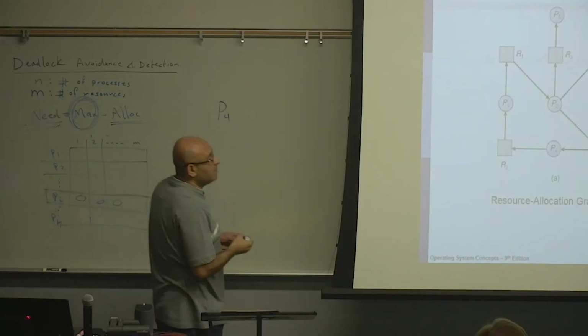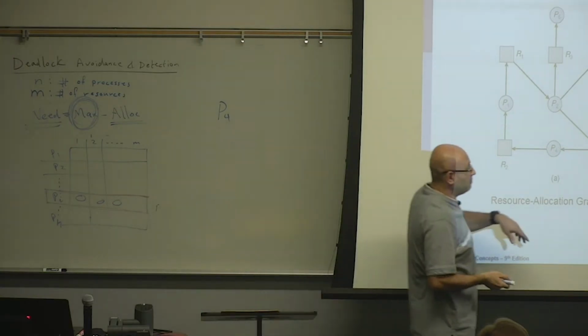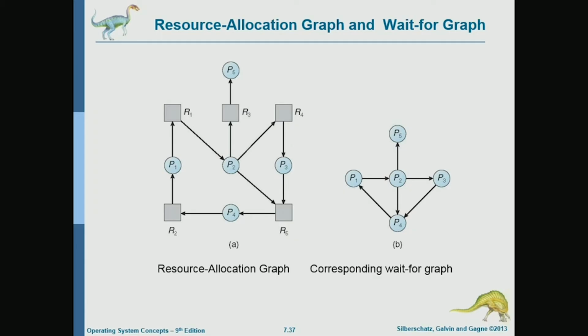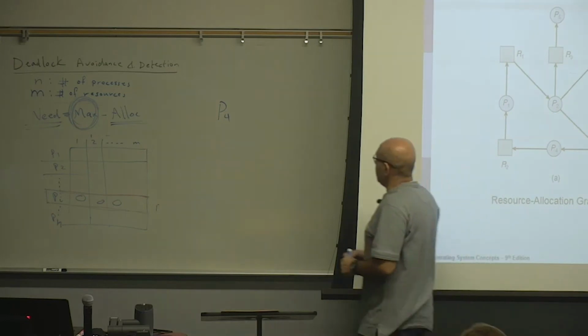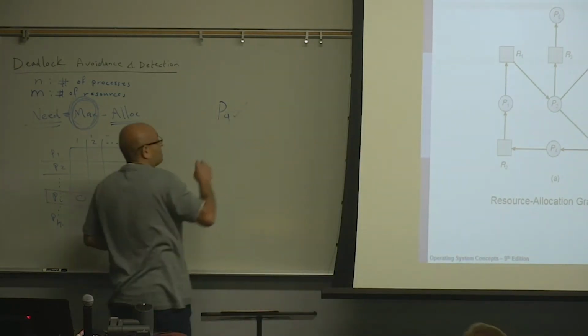Let's see if terminating P4 would resolve the deadlock. If P4 gets terminated, then it will get eliminated, and all the edges that are incoming or outgoing of P4 will get eliminated. So we will end up with this linear dependence, and that's not a deadlock. So yes, by terminating P4, we will no longer have a deadlock. We will resolve the deadlock. So P4 is one good choice, but it's not the only choice.